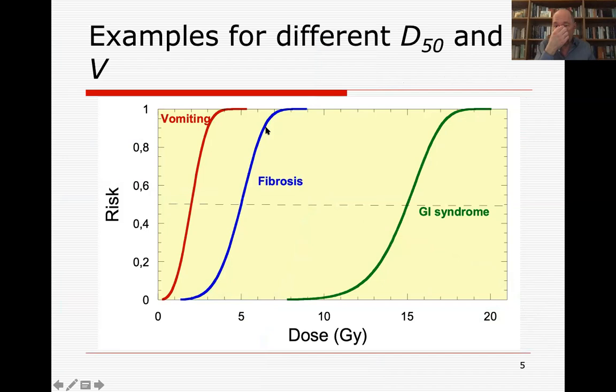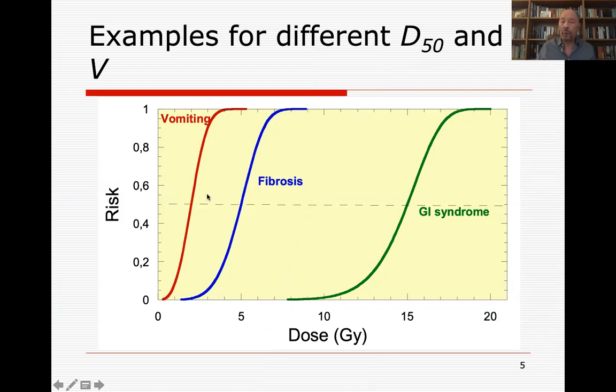And now this is how it looks if you take D50 and V, the impact of D50 and V. So these are three different endpoints for whole body exposure. This is the GI syndrome, the gastrointestinal syndrome, which is a lethal syndrome. So this is the probability of dying by gastrointestinal syndrome. And you see that the D50 is approximately 15 gray, and the curve is relatively shallow. You see, it's quite shallow.